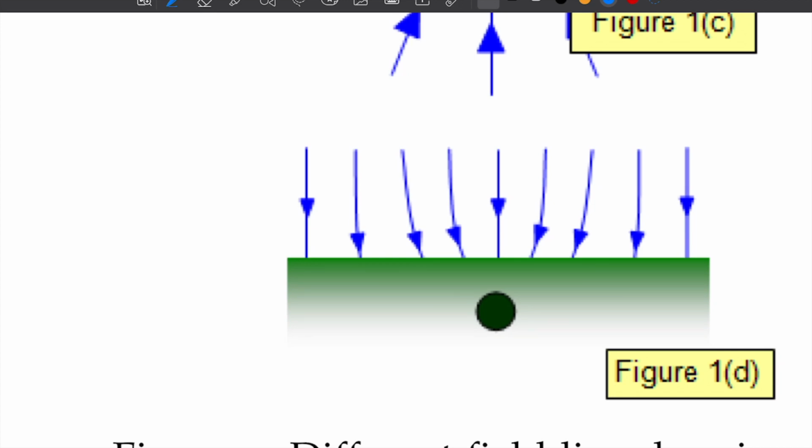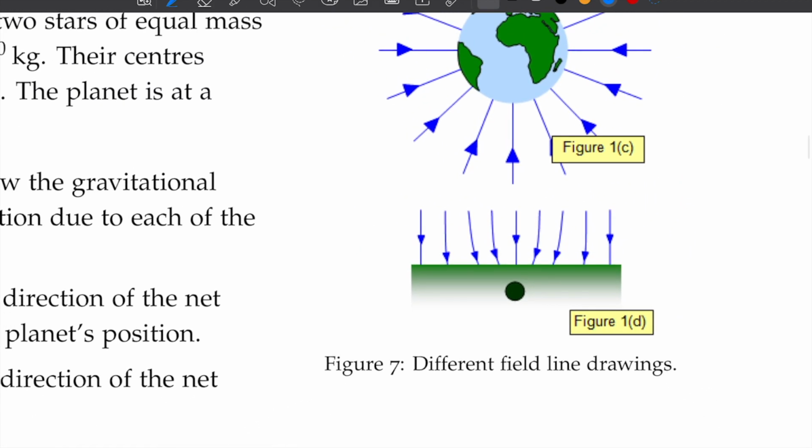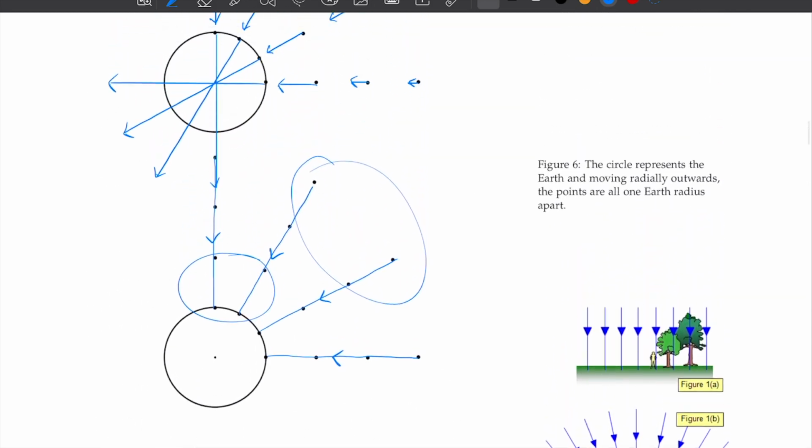Also, if you were given a picture of field lines looking like this, then you'd be able to know that there's some very massive object, more massive than the surrounding ground. At that point, you can see the field lines bending slightly inwards, suggesting there's a stronger field close to that more massive object. Okay.